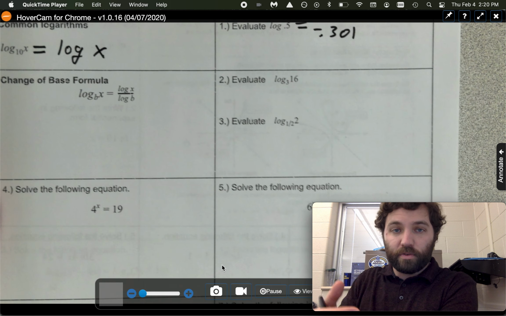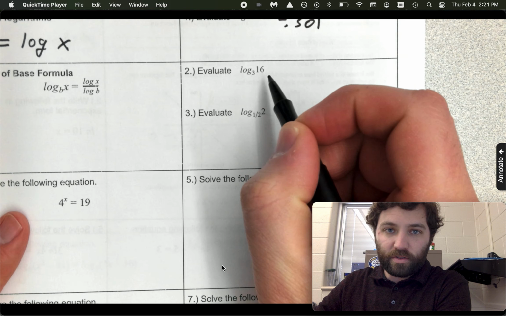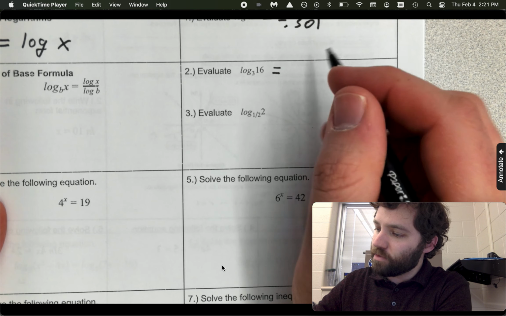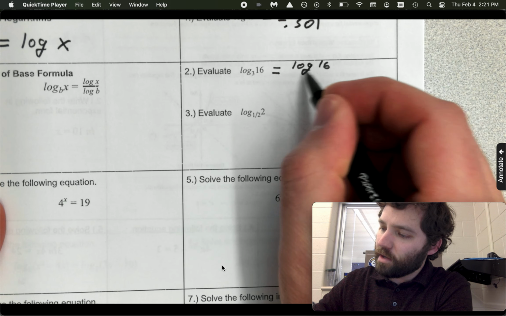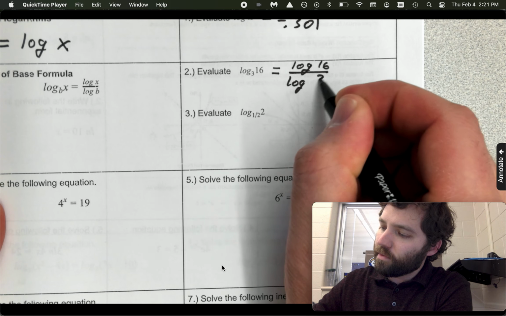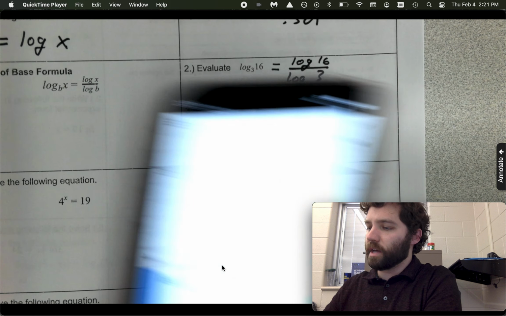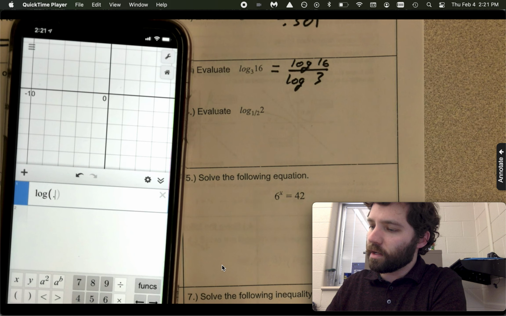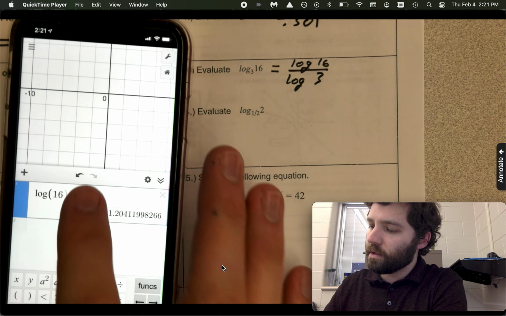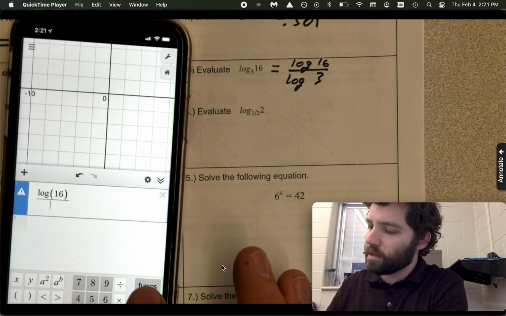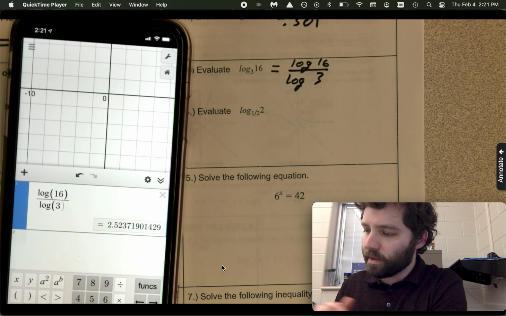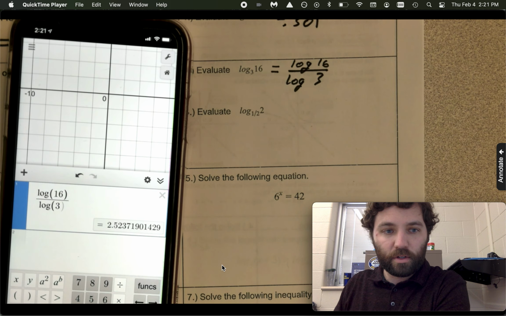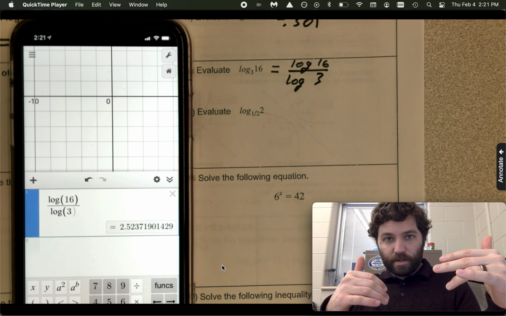So again, you can just put those into your calculator. So if I have log base 3 of 16, I can use the change of base to approximate that. I don't need to do anything fancy mathematically. I just take log of 16 divided by the log of 3 and compute it. So I'll show you that in the calculator. You just take log of 16 divided by the log of 3, and there's your answer, 2.5237.